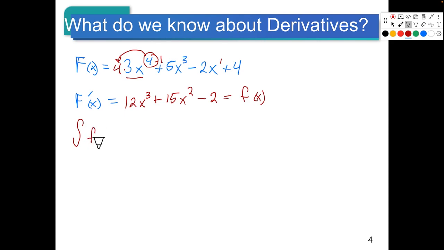But we want to take the integral of little f of x. And remember what f of x is. It's a derivative. What we put in this symbol is f of x dx, and that indicates that what we have in there is a derivative. It's not dx dy or dy dx, but just the dx. So what we're really doing is taking the integral of 12x to the third plus 15x squared minus 2 dx, and let's see if we can do it.